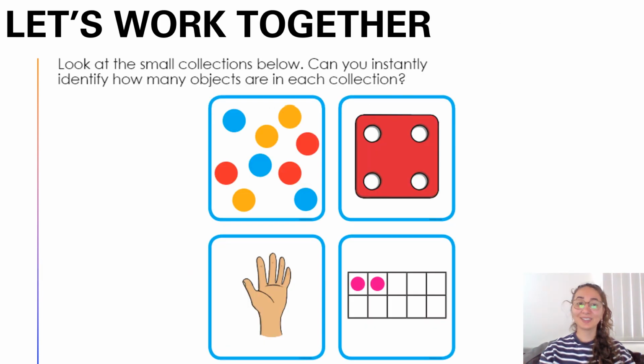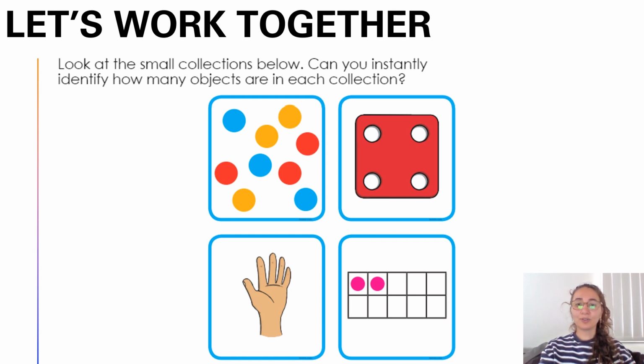Okay, now let's work together. So here I've got 4 examples of some collections. I've got different ways of subitizing. We can use counters or dots, dice, hands, or even our 10 frame. And these are some examples.